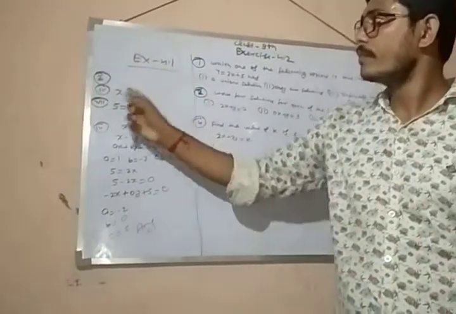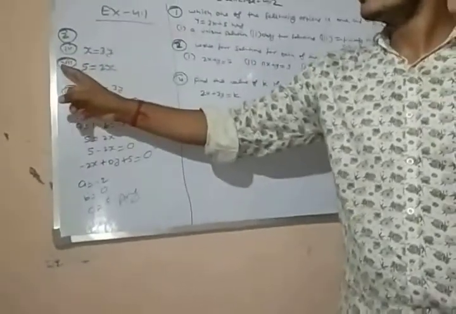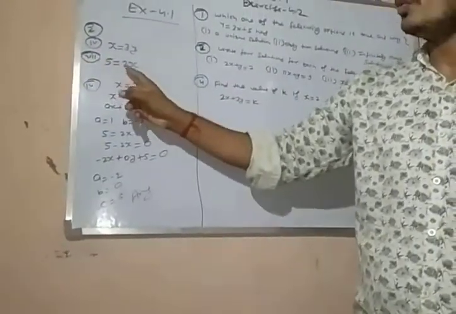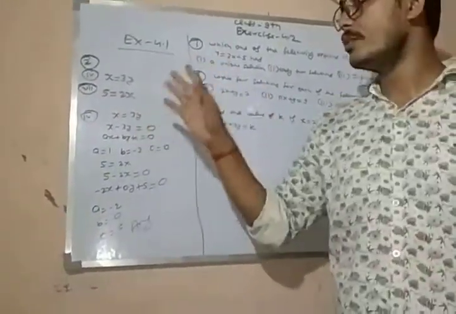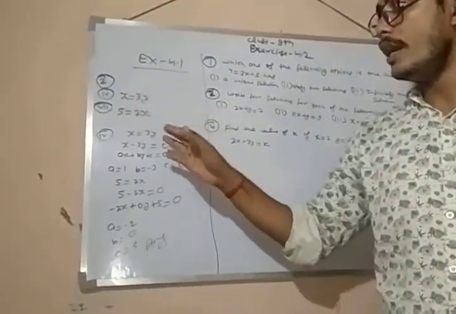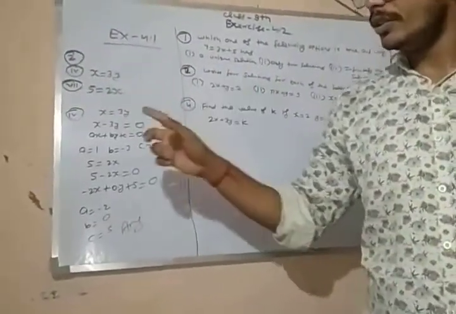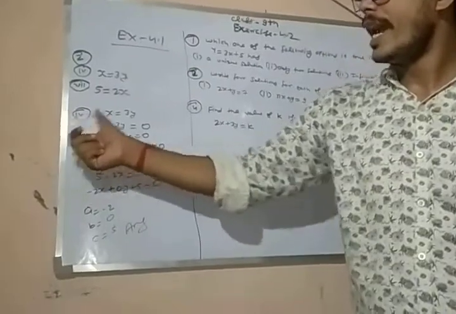Exercise 4.1, question number 2, the 4th part is given: x is equal to 3y, and the 7th part is given: 5 is equal to 2x. Make them in the form of ax plus by plus c is equal to 0 and find the values of a, b and c.